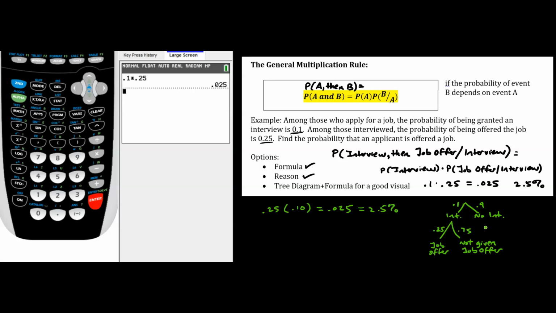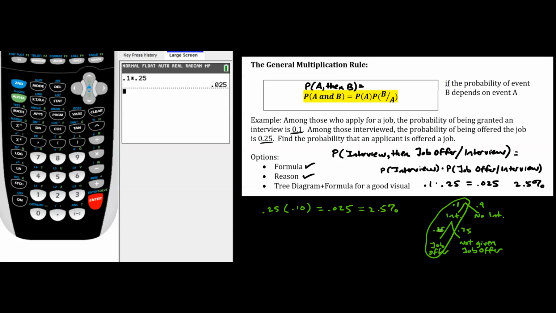If you provide yourself this visual and you want to know the probability of eventually getting that job offer, then you would have to go all the way down this part of the tree. You would need to be given the interview, and then conditional upon that interview, you would need to be given that job offer. Then what we would do is just take the product of these, as we've seen in both the formula and in the reasoning approach. So you would do 0.1 times 0.25 and once again arrive at our 2.5%.